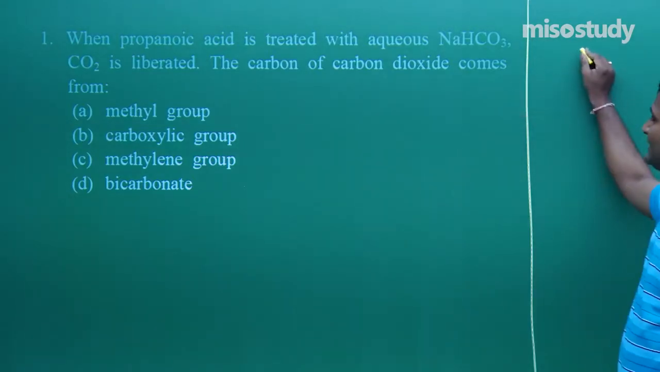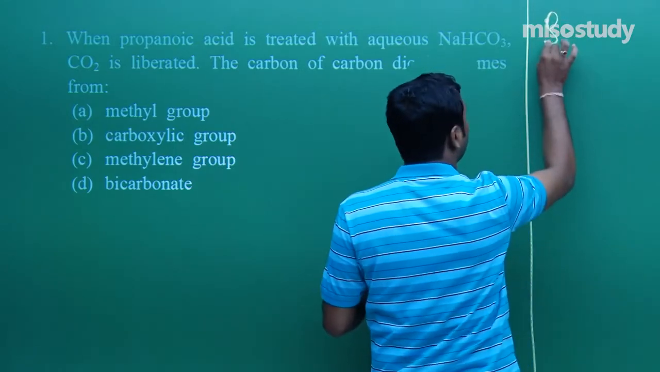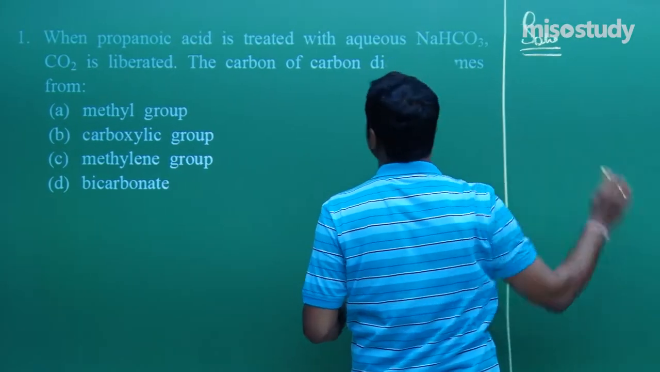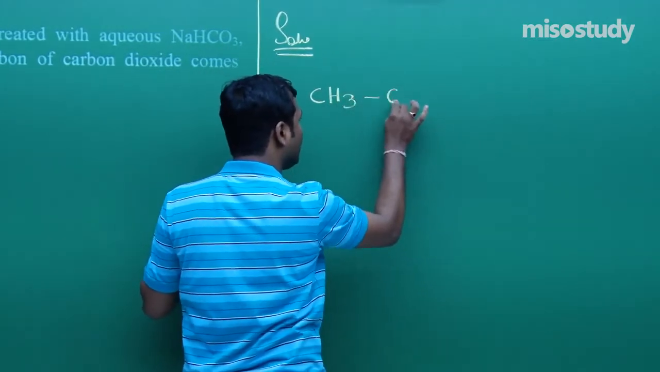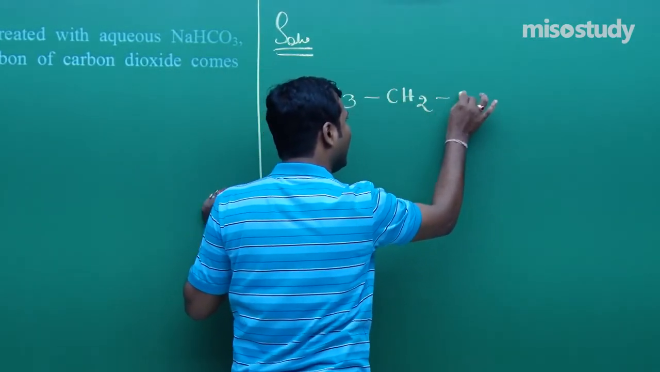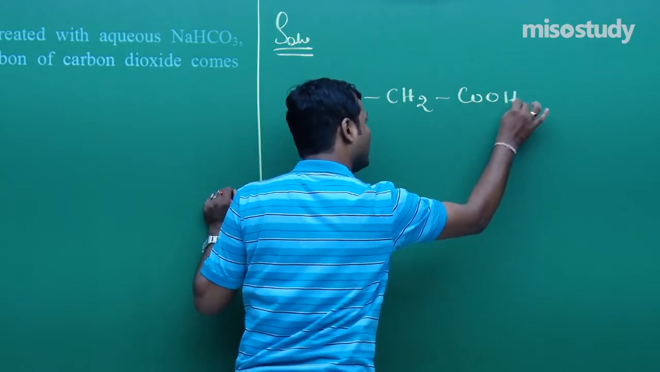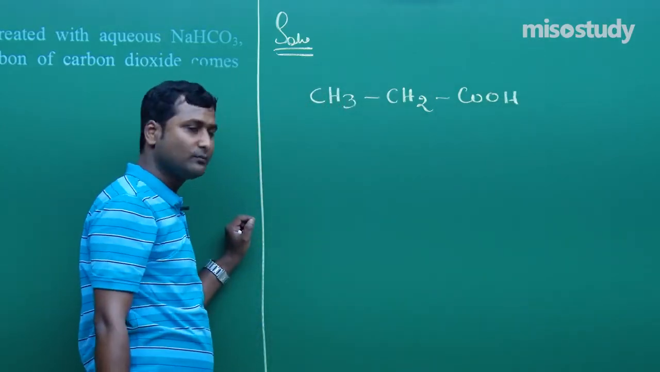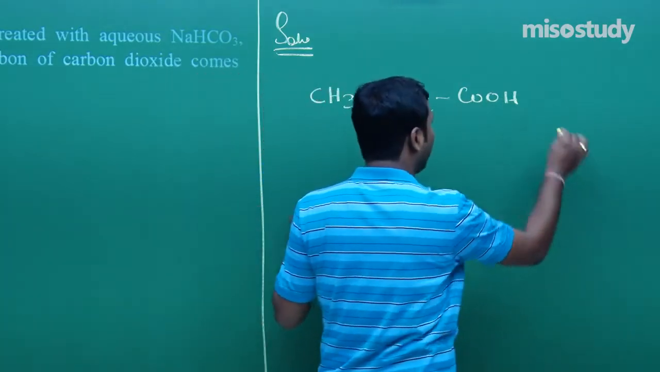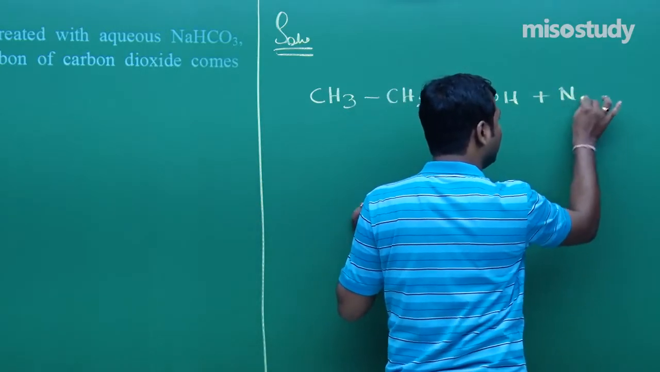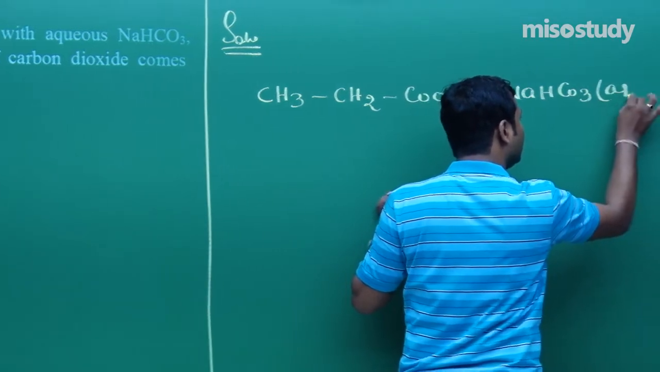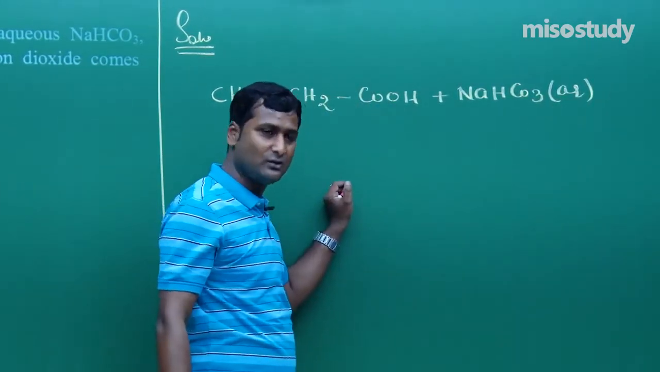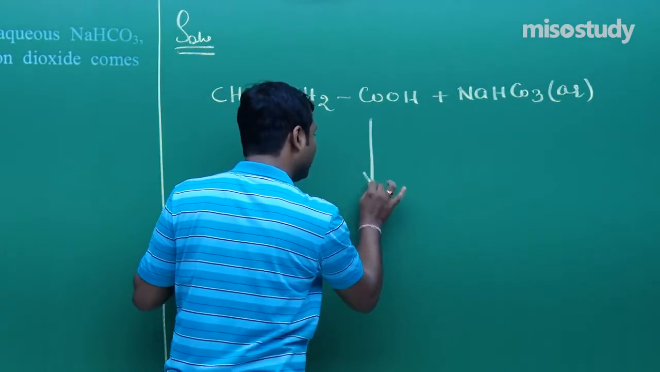If I talk about propanoic acid, it is CH3, CH2 and COOH. This one is propanoic acid, when treated with aqueous NaHCO3. This one is aqueous NaHCO3. What will happen in this case?